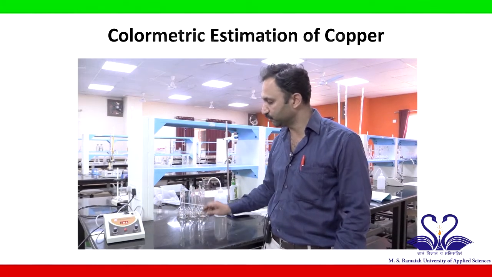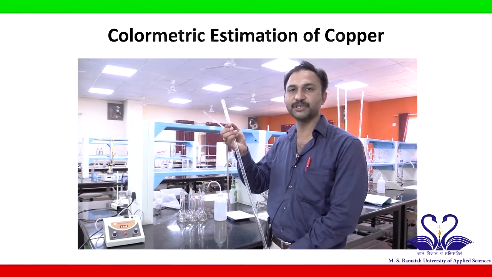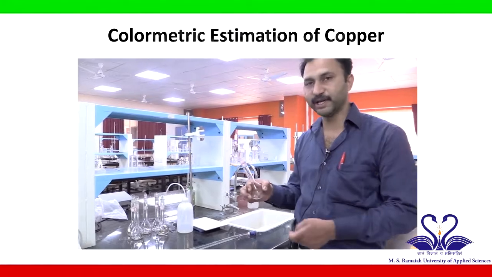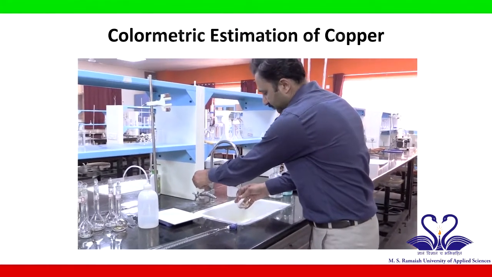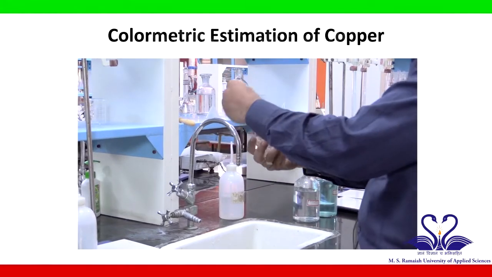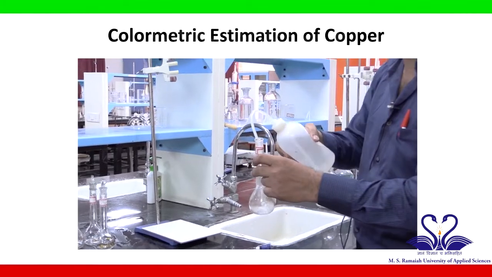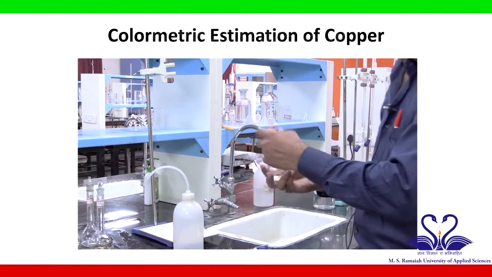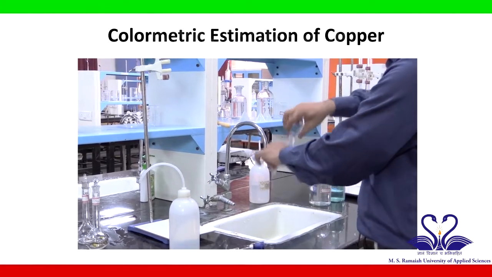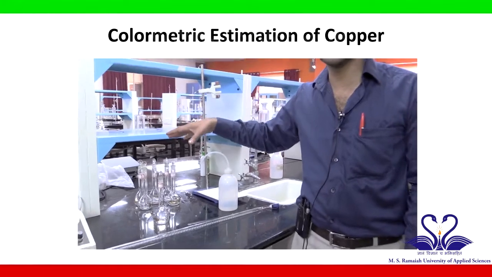The burette also should be washed with the tap water, rinsed with the distilled water, and rinsed with the copper sulfate solution, and then we have to use it for the experiment. So the standard flask should be thoroughly washed with the tap water and then rinsed with the distilled water. This washing should be repeated for all the standard flasks that you are going to use.